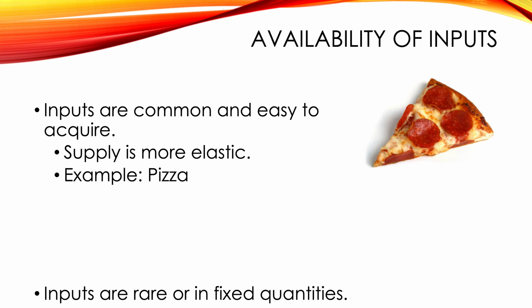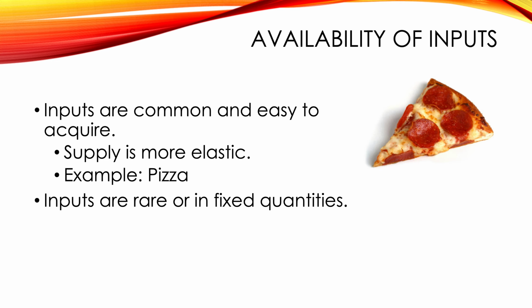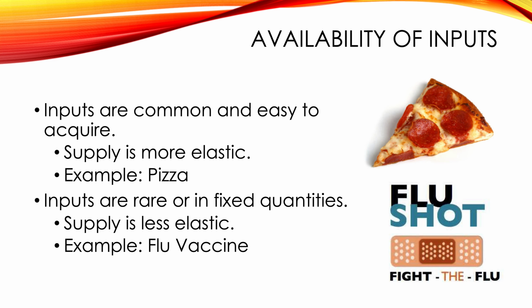On the flip side, though, inputs that are rare or in fixed quantities make the supply of something less elastic. And a good example of this would be the flu vaccine. Every year they produce a certain amount of the flu vaccine, and the things needed to make this are not that easy to find, right? They have to put the formula together and find the right inputs, and it's not very easy once production has already gone underway to change that. So if the price of flu shots were to go up, they wouldn't necessarily be able to make a lot more of them quickly to respond to that.